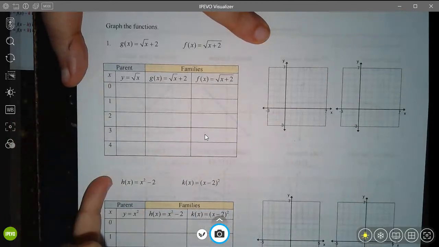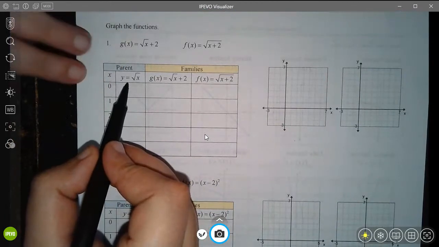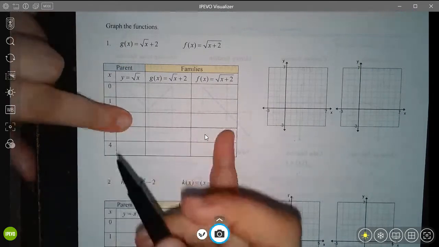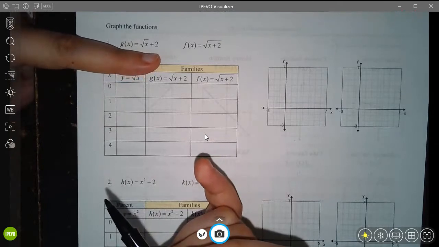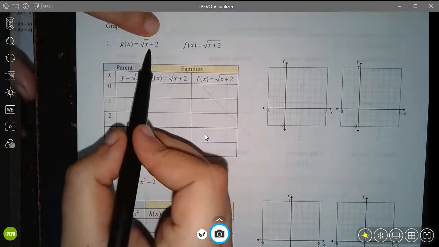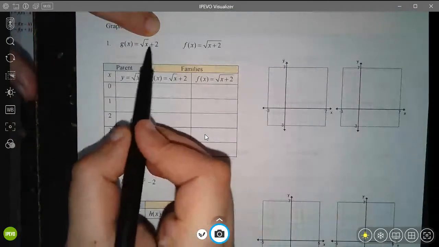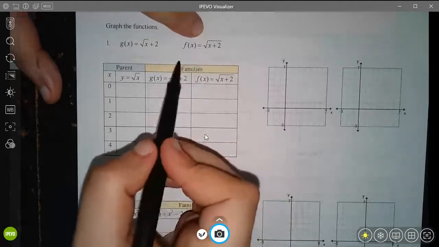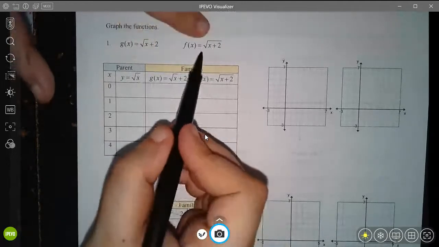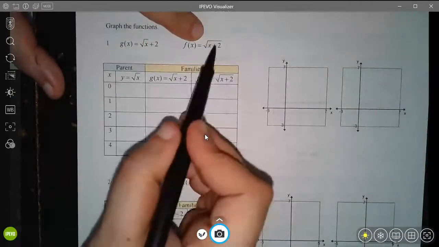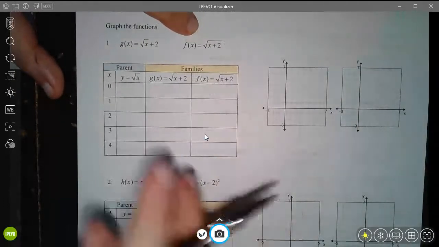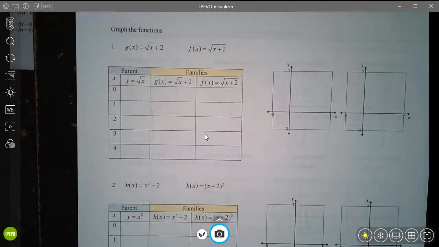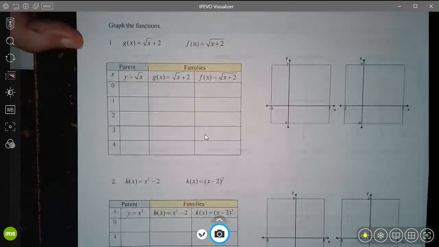First one is the x value. The second one is the parent function, which is y equals square root of x. And the other two are the two functions I want you to try and graph and see how the shifts happen. For the first one, we're adding a number and it's outside, so it's square root of x, plus 2. And for the second one, it's square root of x plus 2, but the whole thing under the root this time. So G and F, each in their own column. And we're going to start to plug in. So when you guys are ready.